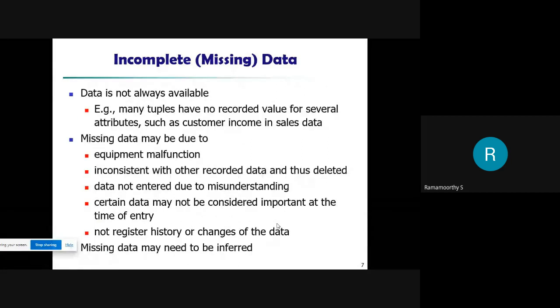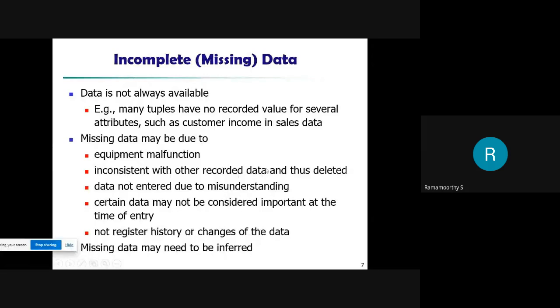So, incomplete or missing data. The data is not always available. For example, many tuples have no recorded value for several attributes, such as customer income in sales data. This is very much essential for the purchase history, but actually you will not be able to find the customer income under the sales data. So this type of data is not always available.